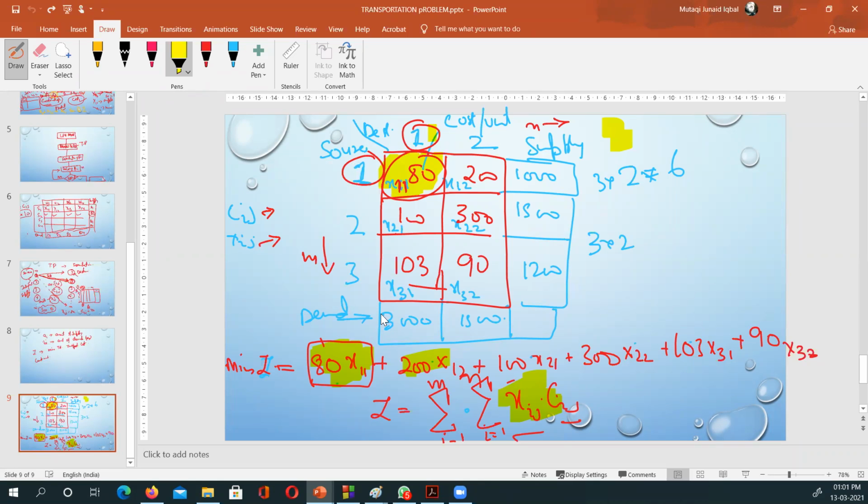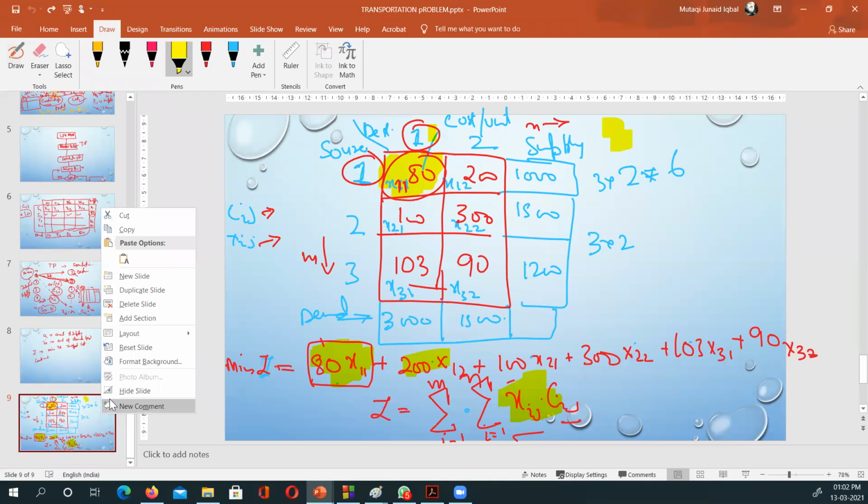So I will have here for z, I will multiply everything. If I have 3 suppliers and 2 destinations, 3 into 2 is 6. So there will be 6 items in Z, in the objective function. But my constraints will be 3 plus 2, n plus m. M is the number of sources, n is the number of destinations. Does it make sense what I'm saying? Let me duplicate this.